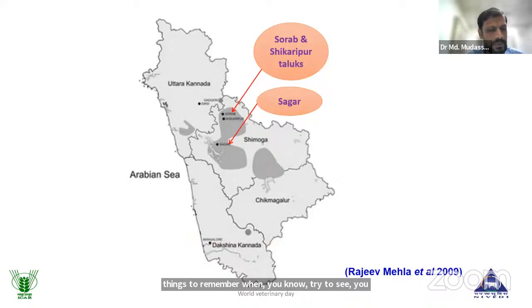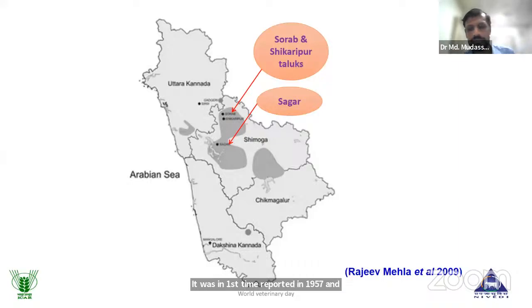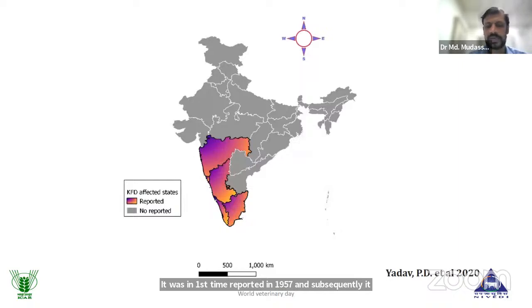For people who may be aware, this disease was first reported in the Sagar, Sorab and Shikaripur taluks of Shimoga district in Karnataka, in 1957. Subsequently it has spread, and now five states have reported this disease: Maharashtra, Goa, Karnataka, Kerala, and Tamil Nadu. To prevent this spread to other states, there is a role for veterinarians, the human health side, everybody is required. We cannot say that we can prevent it by one discipline or one department.